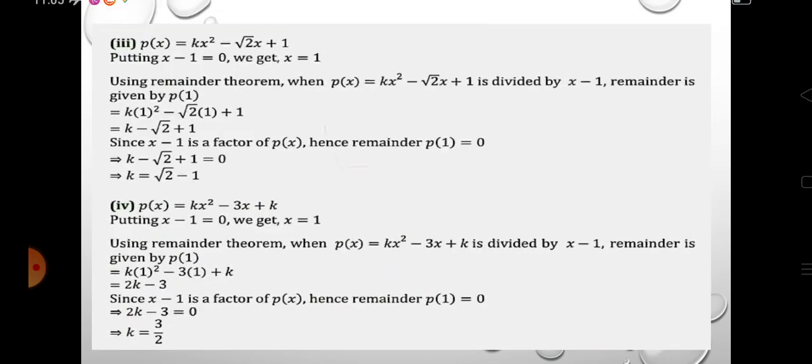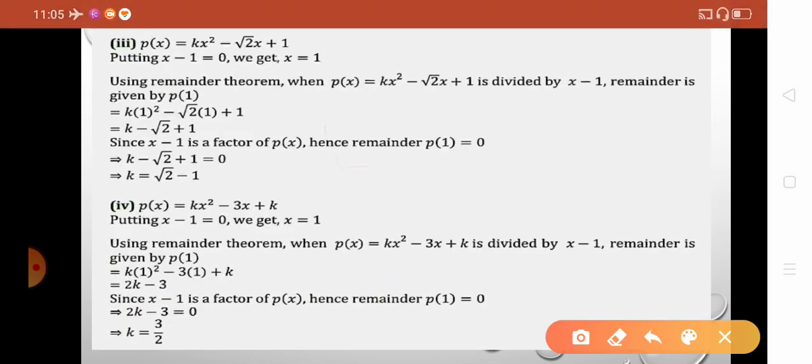Next is p(x) is equal to kx square minus root 2x plus 1. Again we will put the value of x is equal to 1 here. So the value of p(1) is equal to 0. That means k into 1 square minus root 2 into 1 plus 1 is equal to 0. From here we will get the value of k is equal to root 2 minus 1. In the fourth part also same thing. We have to put the value of x is equal to 1. After putting the value of x is equal to 1, we will put it equal to 0, and from here we will get the value of k is equal to root 3 by 2.